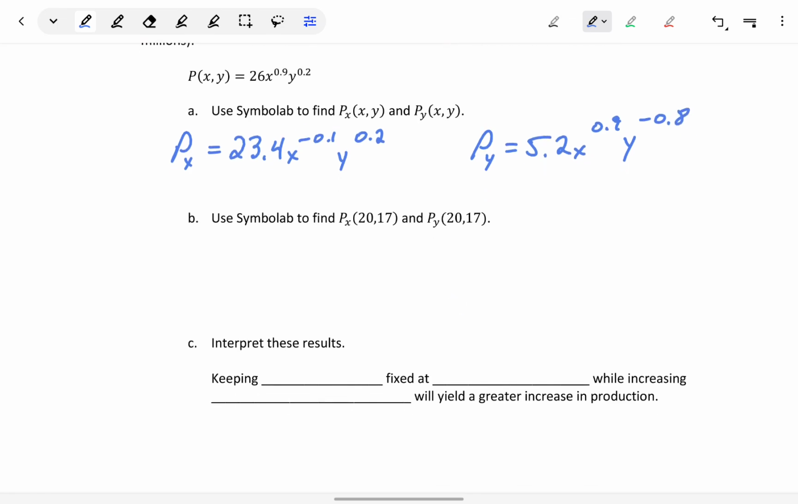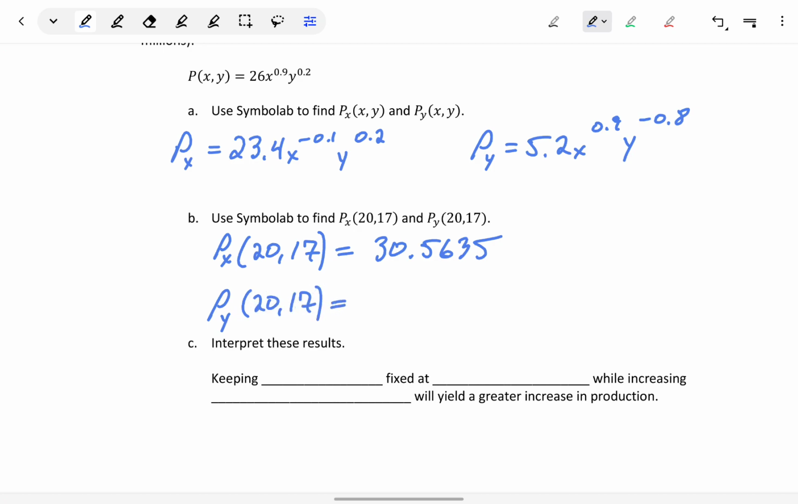In part B, we're asked to evaluate each of those partial derivative functions at x equals 20, y equals 17. Evaluating the first partial derivative with respect to x would give us 30.5635, and evaluating the first partial derivative with respect to y would give us 35.957.